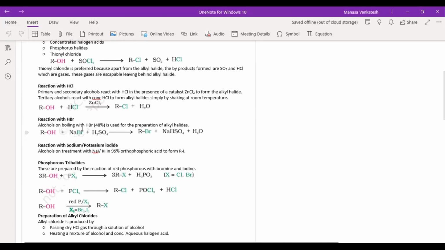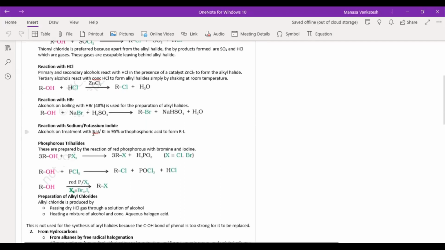Here you have reaction with sodium bromide. So ROH reacts with sodium bromide in the presence of H2SO4 for us to form NaHSO4 and H2O as byproducts, leaving behind the alkyl bromide as the product. Next, reaction with sodium or potassium iodide. So when alcohols react with sodium or potassium iodide in 95% orthophosphoric acid, it forms alkyl iodide. So here it was alkyl chloride, here you had alkyl bromide, and in this case we're preparing alkyl iodide.